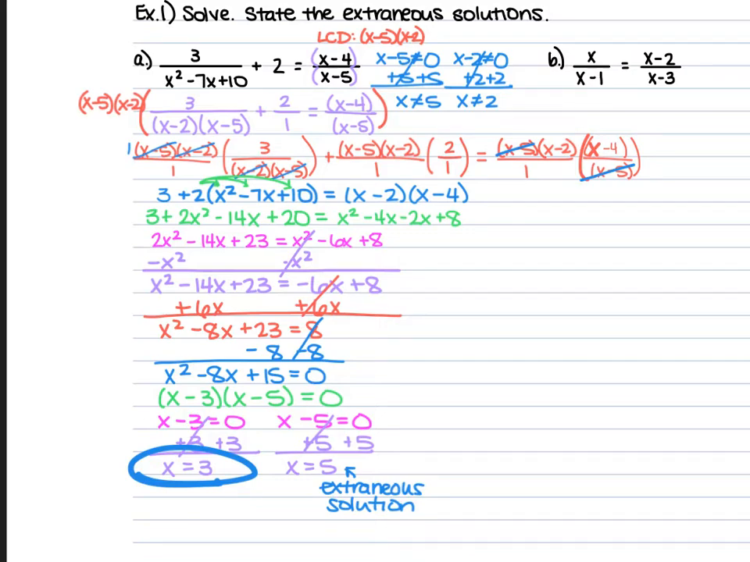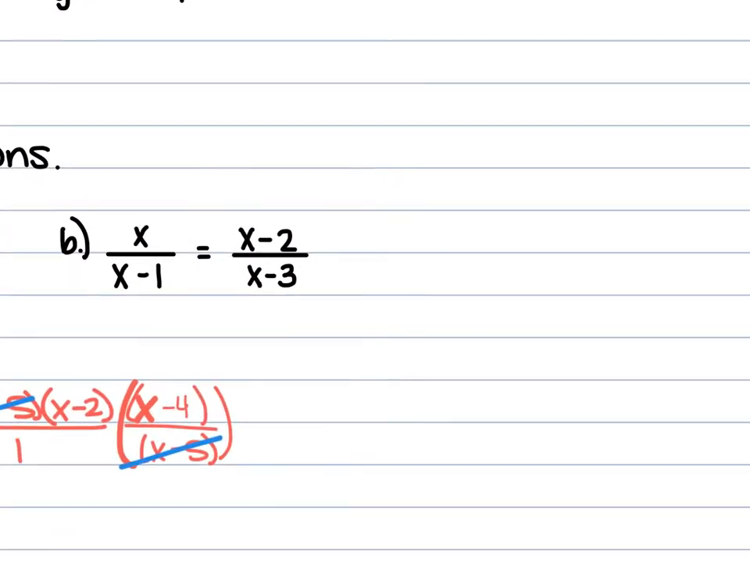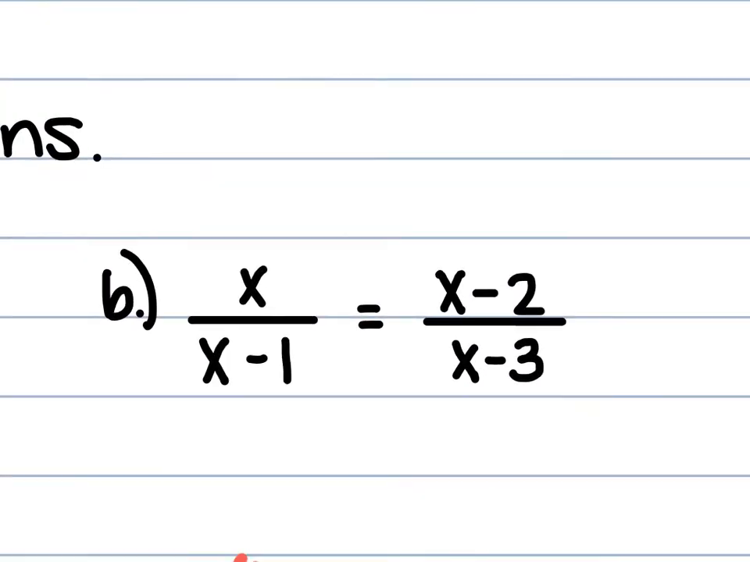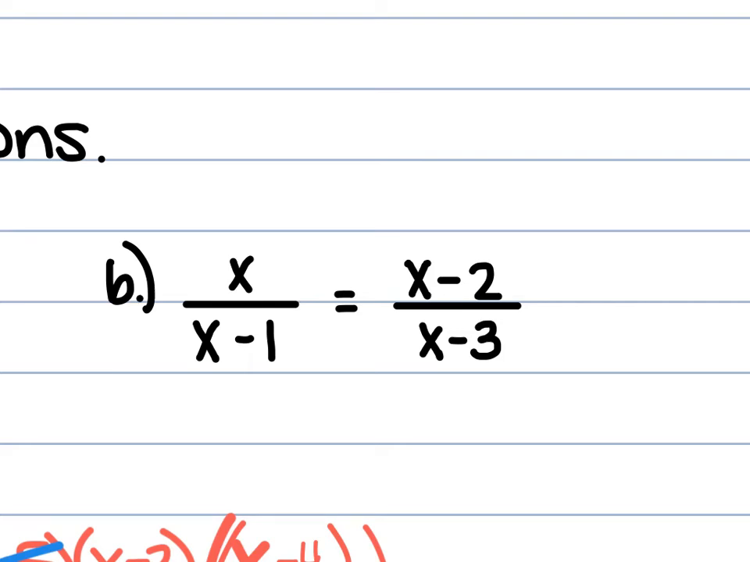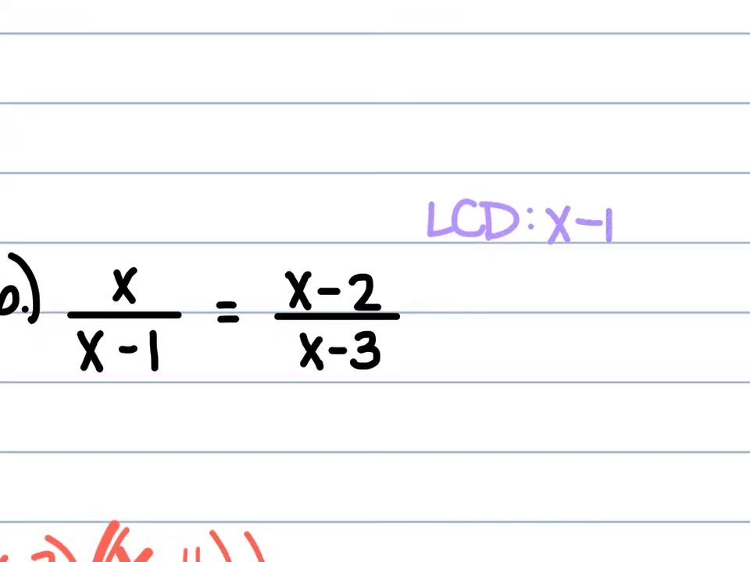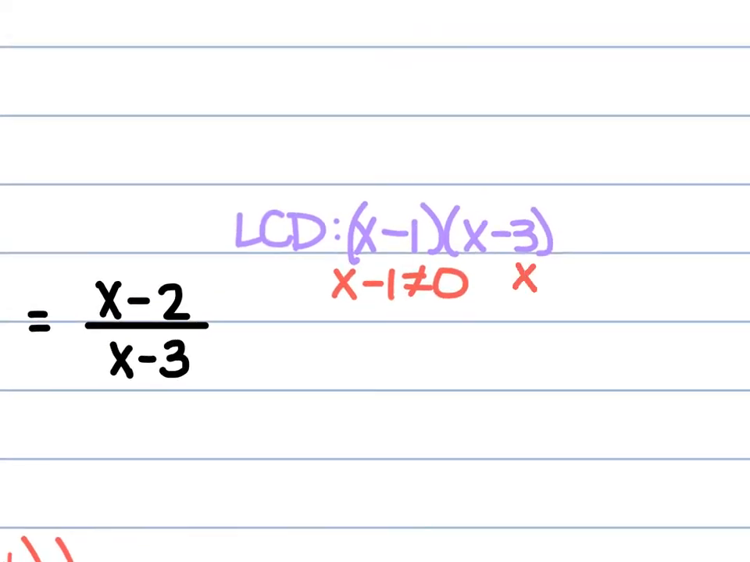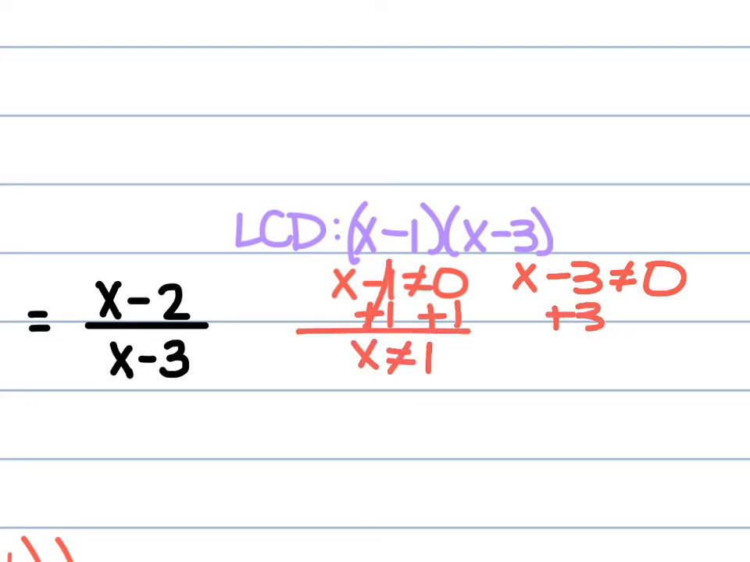For our next example, we have x over x minus 1 is equal to x minus 2 over x minus 3. So you could multiply both sides of your equation by your least common denominator. You can also say my least common denominator out of these two is x minus 1 times x minus 3. So when I go to find what x cannot equal, I'm going to have x minus 1 is not equal to 0, as well as x minus 3 is not equal to 0. Add the 1, x cannot equal 1. Add the 3, x cannot equal 3.